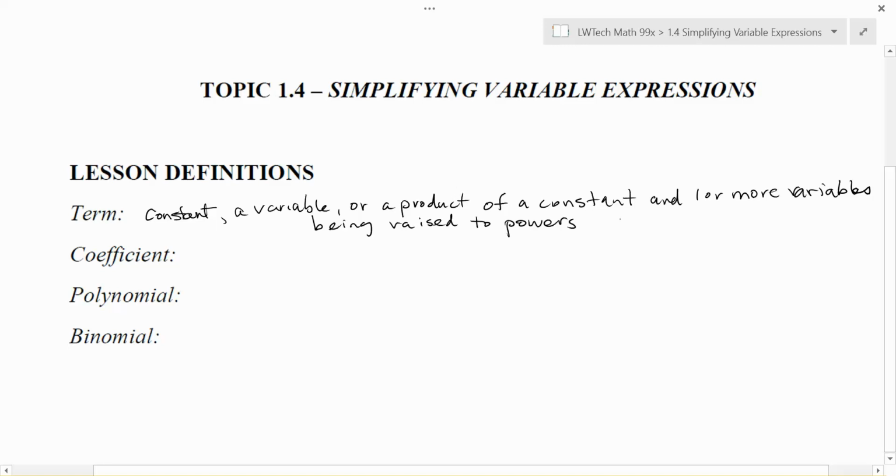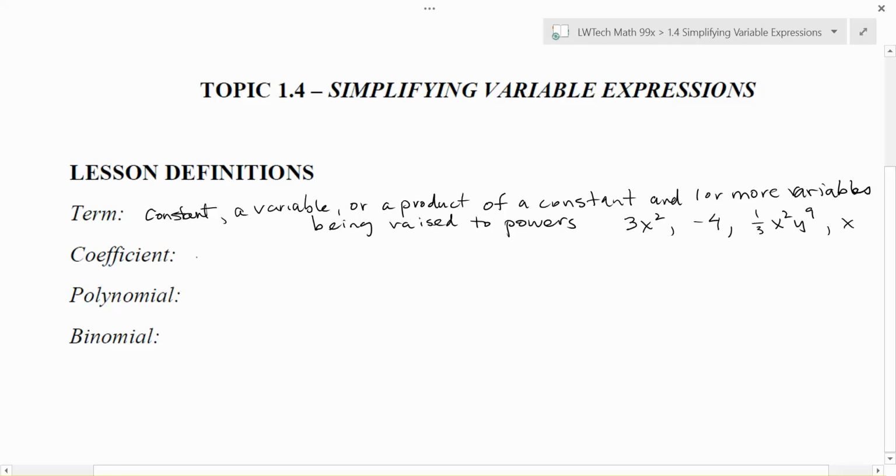So some examples of terms, something like maybe 3x squared, or -4, or 1/3 x squared y to the 9th. Any of those would be examples, or even just plain old x. Any of those are examples of a term. Just a number multiplied with a variable, with powers, or any combination of those things.